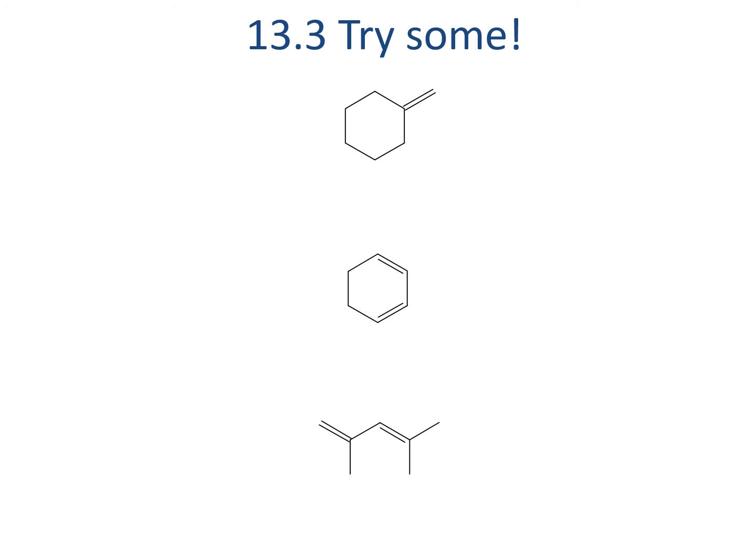As a reminder, we typically would name the ring as the main chain, but if the alkene doesn't have both carbons in the ring, it's a side chain. Pause and give these a try.